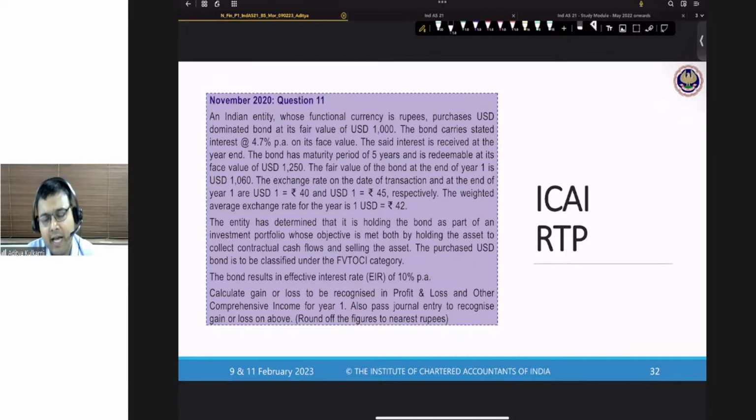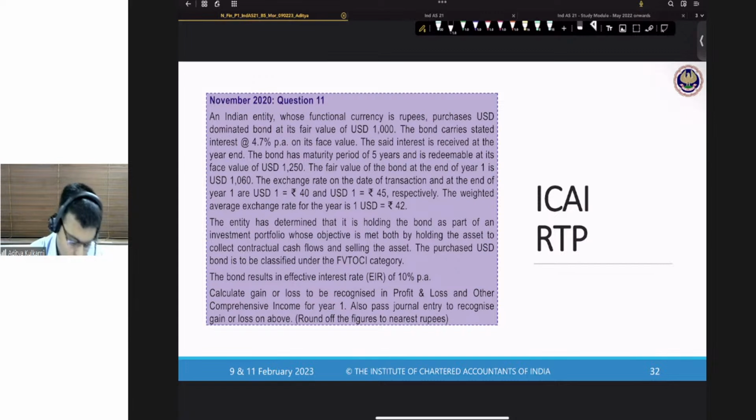So SPPI, amortized cost. Business model of principal and interest along with selling whenever you get a good price will give you an option of FVTOCI. And along with that, if it is an equity, then equity has to be fair valued. Only thing is you can either opt for FVTPL or you can opt for FVTOCI without reclassification to the P&L. I think you guys remember this. So we will proceed to the next part on this matter.